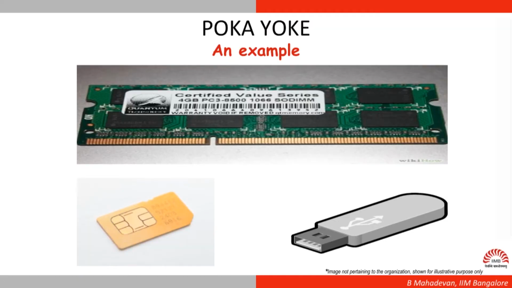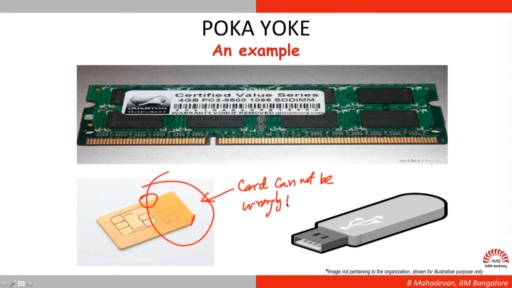Look at these popular examples. This is a typical SIM card and you see a certain kind of shape here. You also see another type of shape here. All these are meant to ensure that this card cannot be inserted wrongly. That is the idea. This is a sort of mistake proofing. We use this every day in our life.